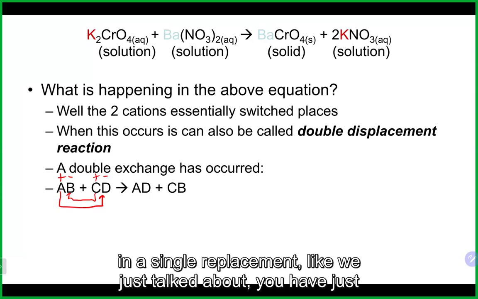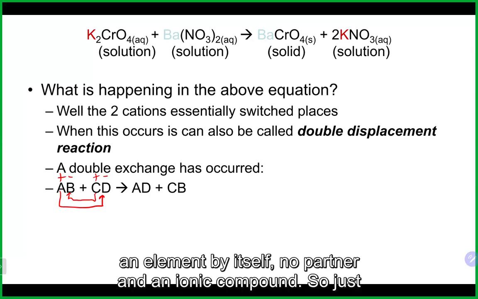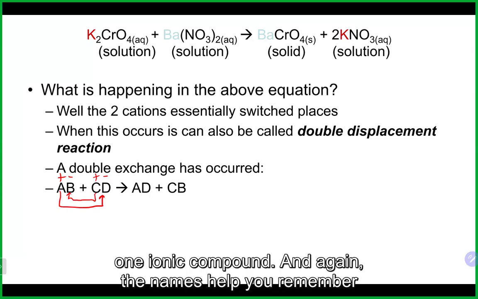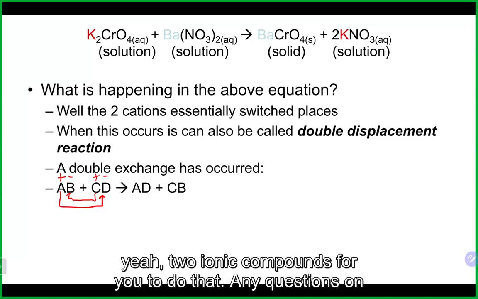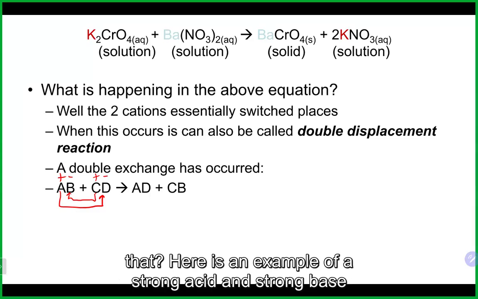Again, in a single replacement, like we just talked about, you have just an element by itself, no partner, and an ionic compound. So just 1 ionic compound. And again, the names help you remember that. Perhaps single, just 1 ionic compound, double 2. Yeah, 2 ionic compounds for you to do that. Any questions on that there?